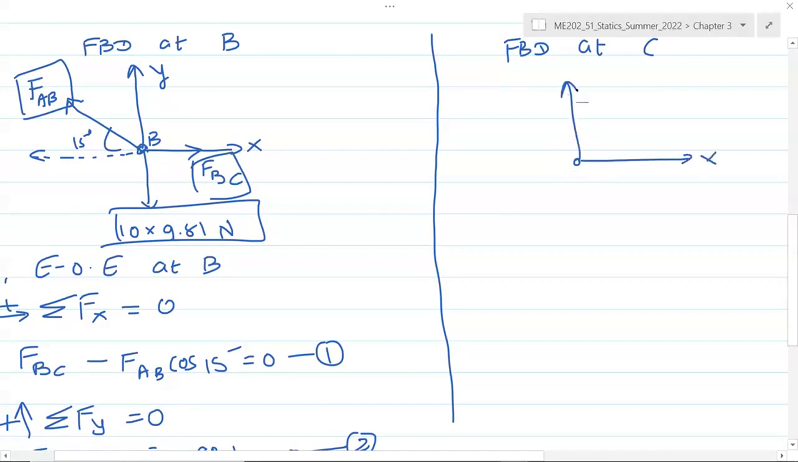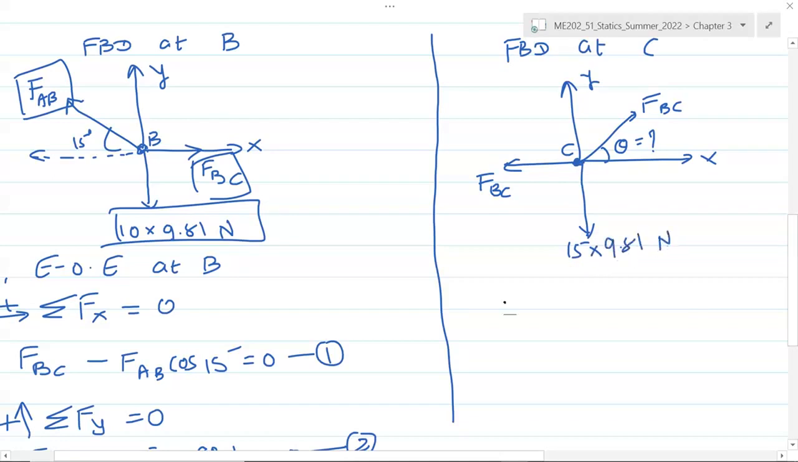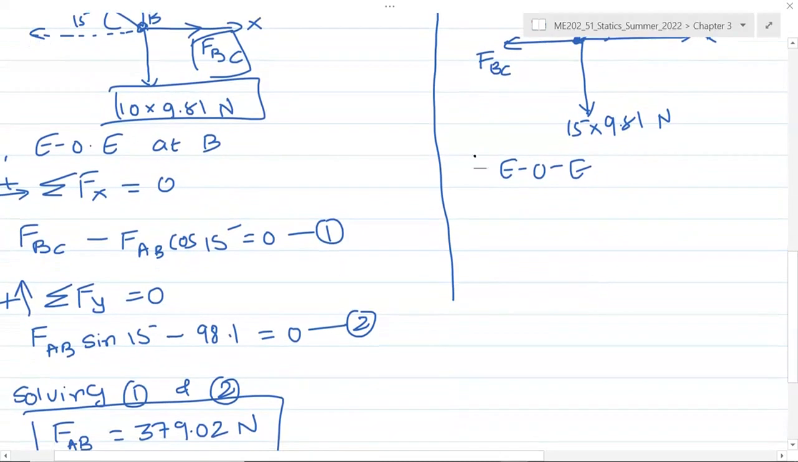X, Y coordinate system, and the forces are FBC. This angle theta is unknown. Force in cable BC, it's the same force but in the opposite direction for C. This is point C. So we set up our coordinate system at that point and draw free body diagram. And this is the weight of the light at C, which is 15 times 9.81 newtons. So equations of equilibrium at C.